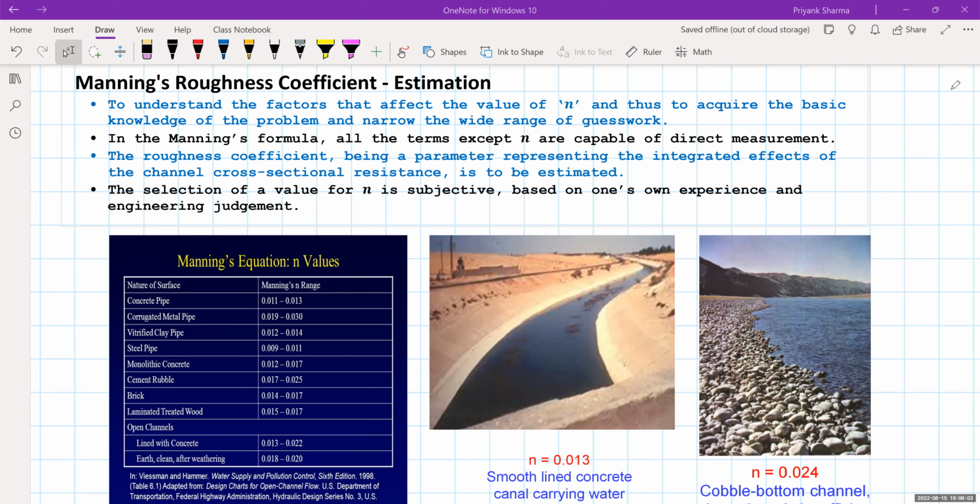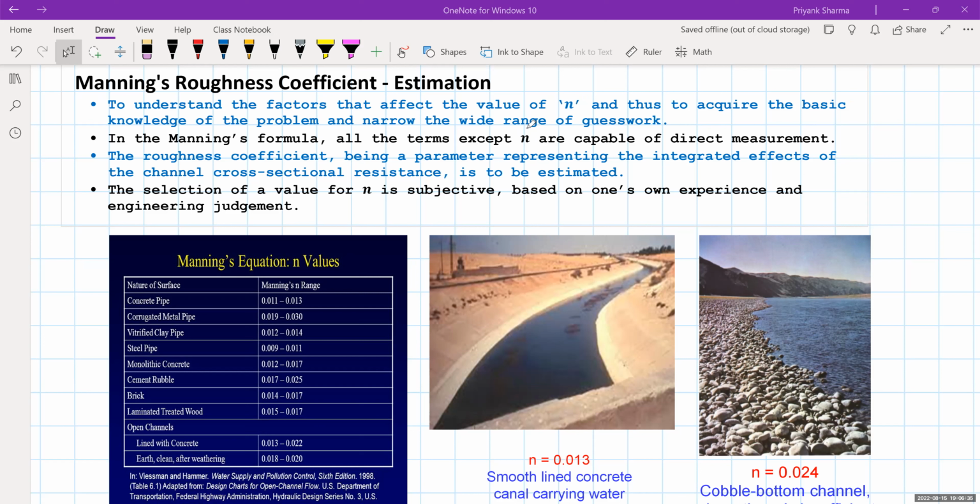Now in Manning's formula, except the term n, all other parameters are directly measurable. You take the longitudinal slope or the cross section area or wetted perimeter, they are measurable. Only n is not measurable. Velocity also you can measure. So if you have all these parameters, you can calibrate the value of n. In the laboratory experiment, we perform such an exercise where we find out the Manning's n coefficient.